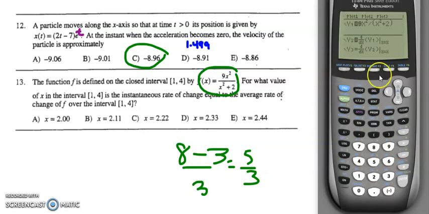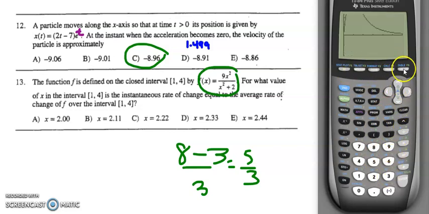So I'm going to go back to my y equals screen, and I'm going to turn off my position function so I don't see it. My velocity function is turned on, and if I look at these x values, these look just where I had my window last time. So let me look at the graph of the velocity function. And I need to know where this velocity function is equal to 5/3. So as I think about it, a better idea would have been to head on over to the graph screen and put in a y equals 5/3.